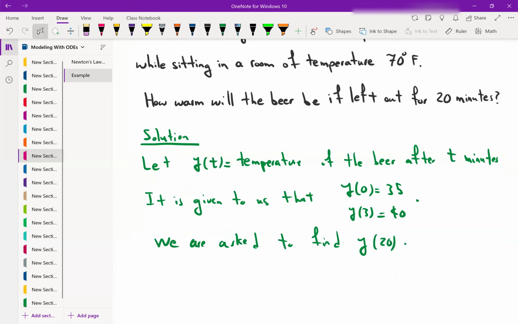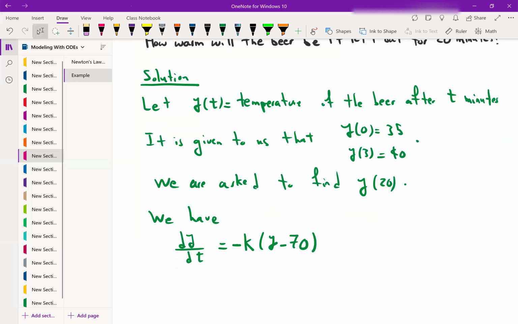I'm going to use the law that I just learned about. I know that Newton's law of warming applies here. So based on what we just discussed, the rate of change in the temperature y is proportional to the difference in the temperature of the beer and the temperature of the room. The temperature of the room is 70. The constant of proportionality we denote by negative k. Okay, very good. And previously I discussed why negative makes sense here. k is a positive number.